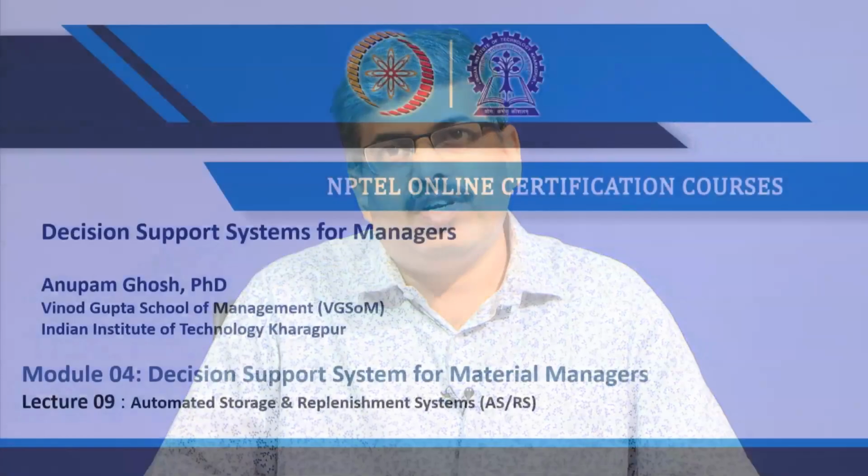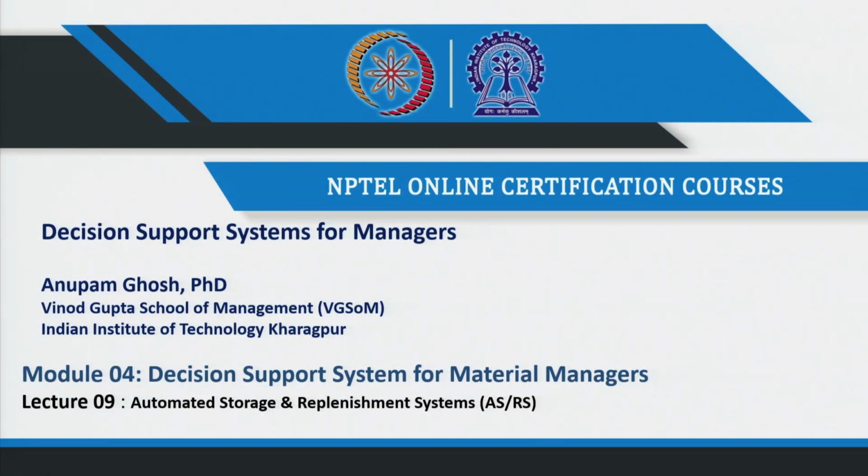We are into module 4, Decision Support Systems for Material Managers, and today we are in lecture 9 of module 4, that is Automated Storage and Replenishment System, which is also called the AS/RS system. Now, as you know, our objective in this module, right from the beginning, is that the purpose of a materials manager today is manifold. He or she has to take decisions on where to locate the warehouse, how big the warehouse should be, and then how to design the layout of the warehouse.